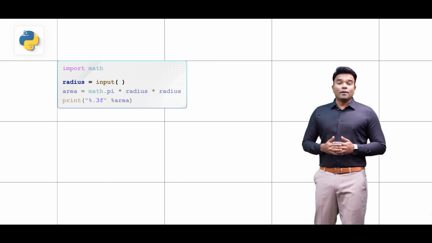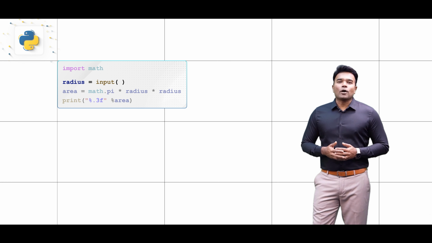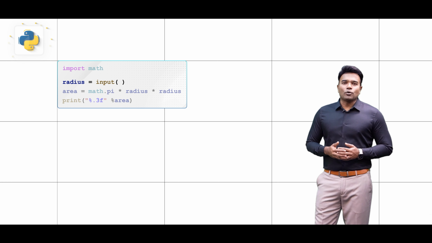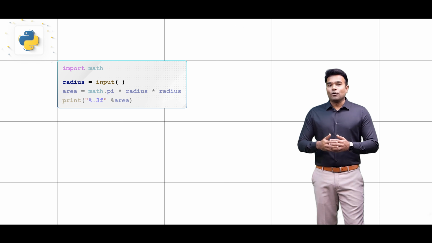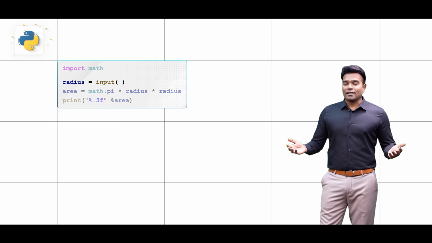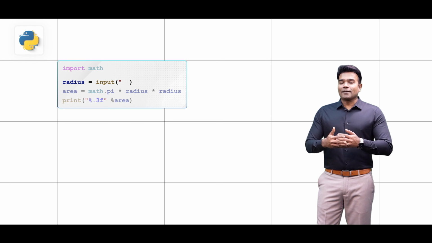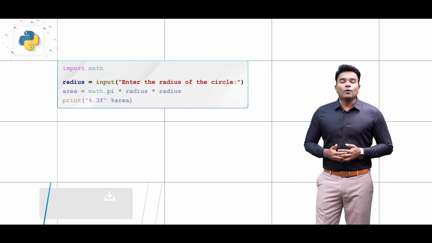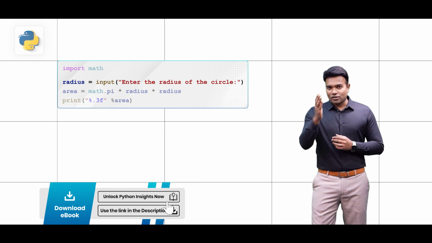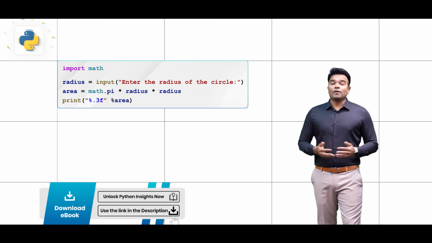Not just should I be bringing the input method, I will also have a message displayed to the user. Whatever message you would wish to display to the user, you need to provide inside the input method like this. All that I am requesting the user over here is to enter the radius of the circle. And the rest of the code is perfectly fine.